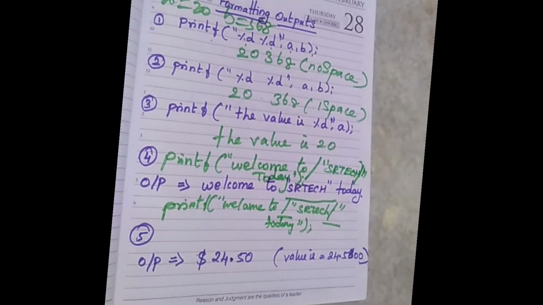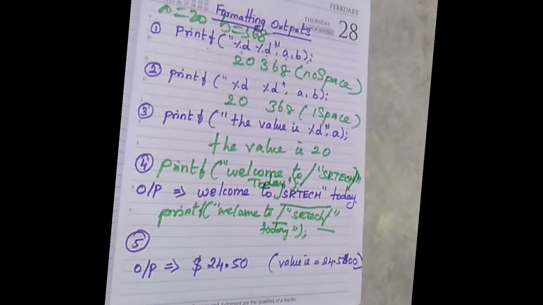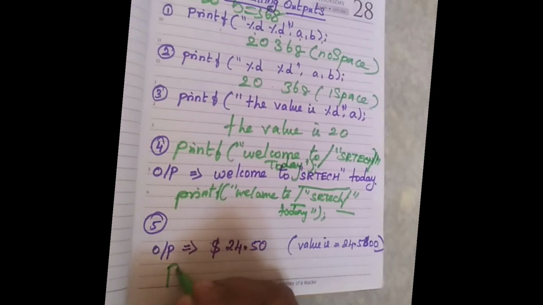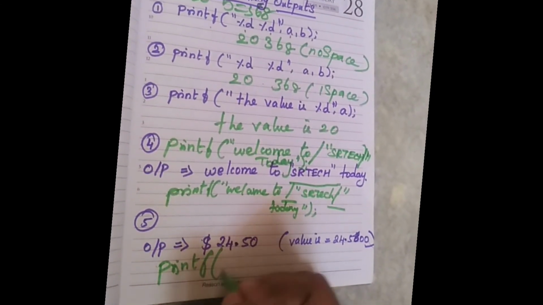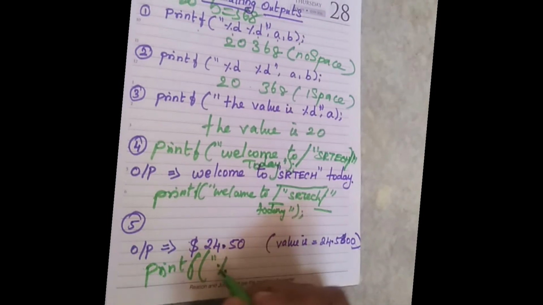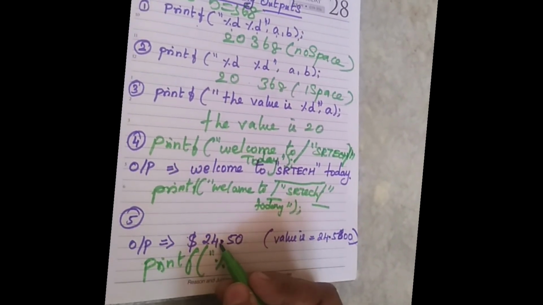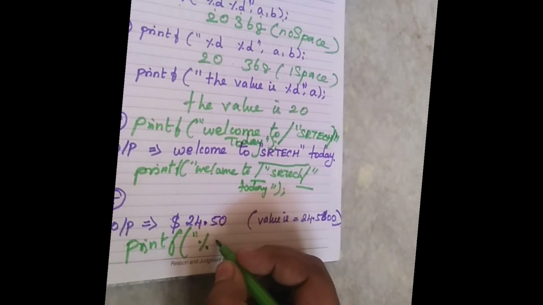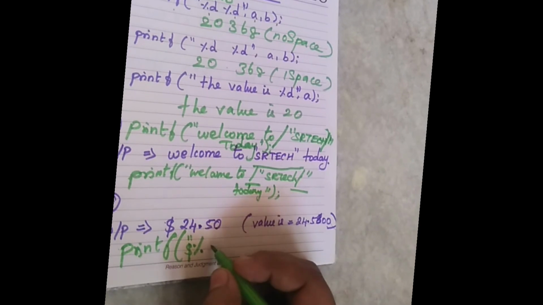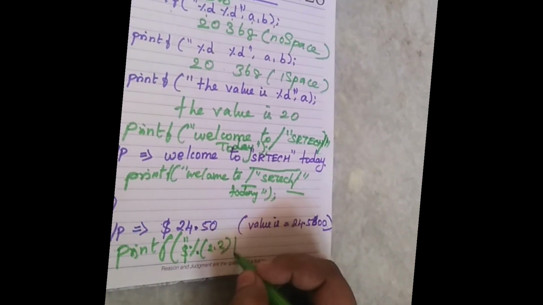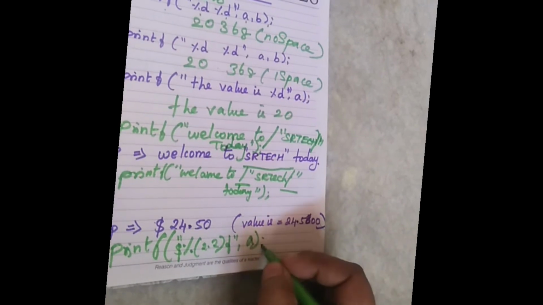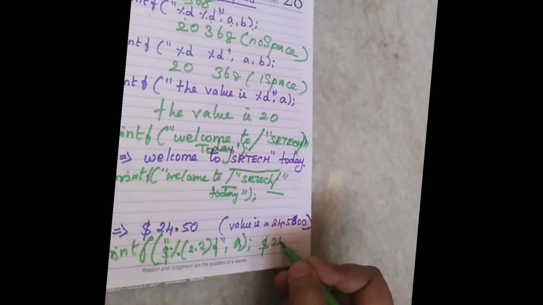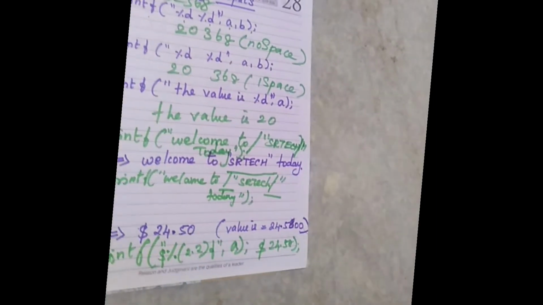Let me consider one more example: $24.50 with the dollar symbol, maybe a value like 24.58. Then how will it be formatted? Floating format. printf: the specifier will be %f but with 2 digits before the decimal and 2 digits after the decimal. So we have to give $%2.2f, the value is a. If you give it like that, first the dollar will be printed, next the value with 2 digits will be printed on the output screen.